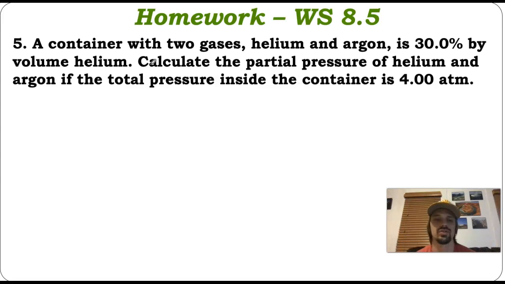And calculate the partial pressure of helium and argon if the total pressure inside the container is 4. So it says 30% by volume is helium. Remember, the identity of the particle doesn't matter. So to figure out the pressure of helium, I would just need to figure out 30% of 4. Okay? And if I figure out the partial pressure of helium, from that, use Dalton's law to get the partial pressure of argon. So I'm going to leave that for you.